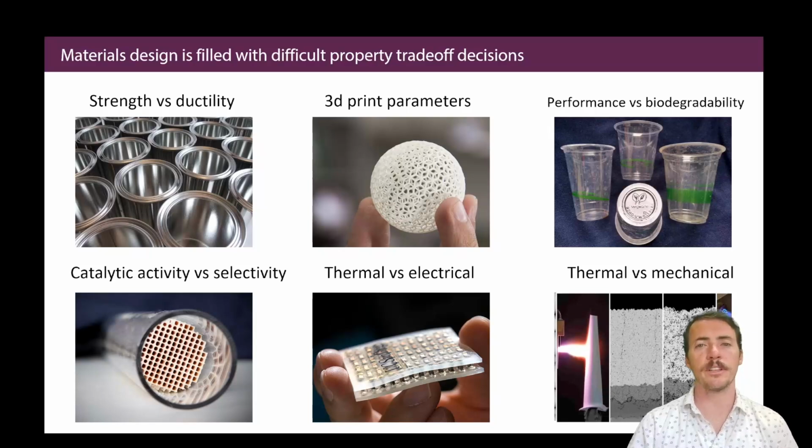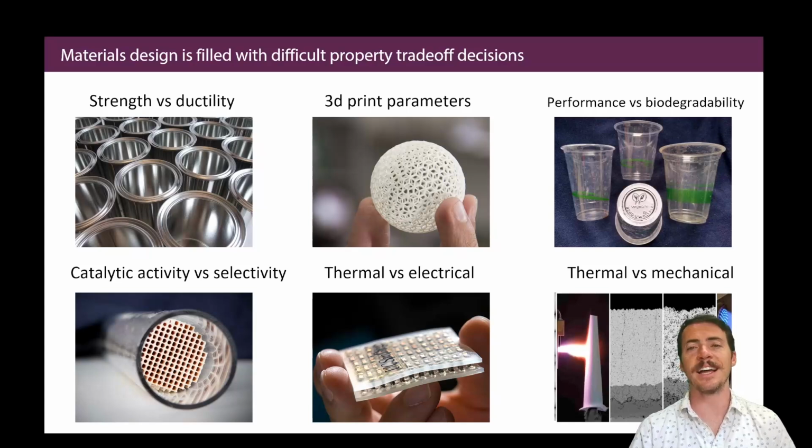What about if you're 3D printing something? Anybody used a 3D printer? We're going to show you an example in a moment. But getting those print parameters set correctly is not trivial. What about in plastics when we're looking at performance versus, say, biodegradability or recyclability? Those things don't typically come one with another. You have to have the trade-off there.